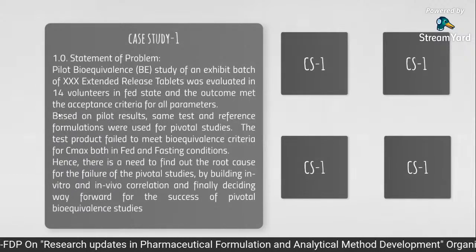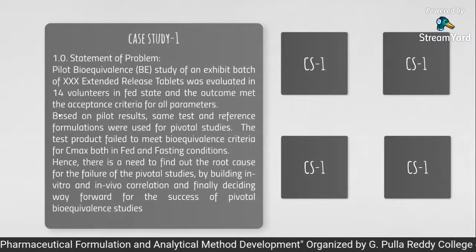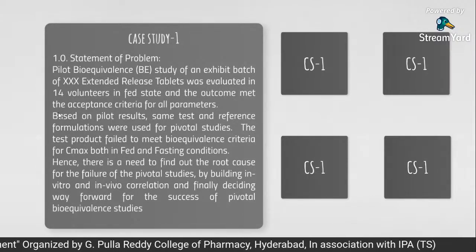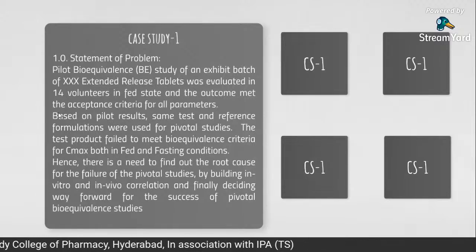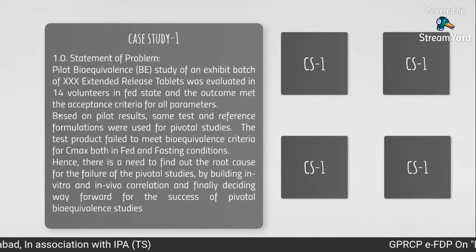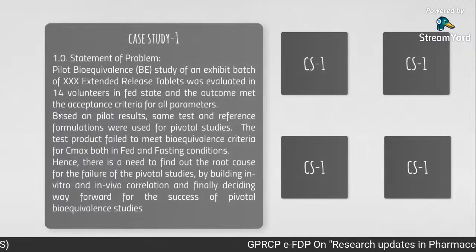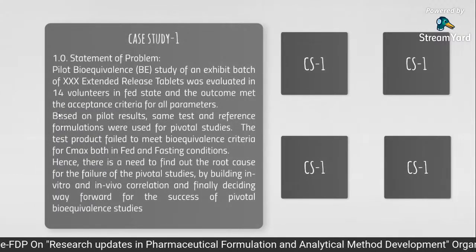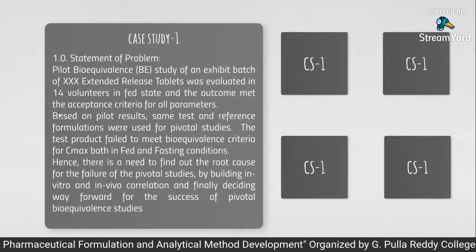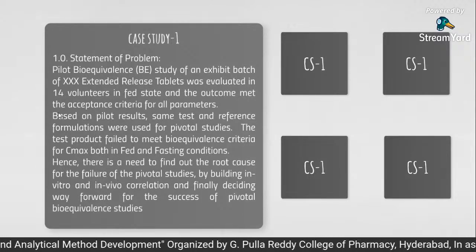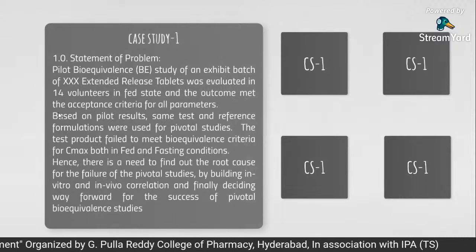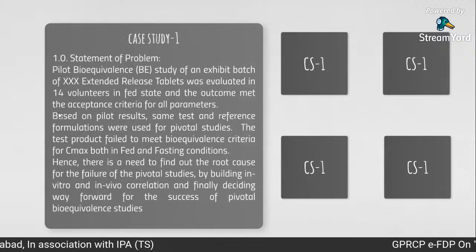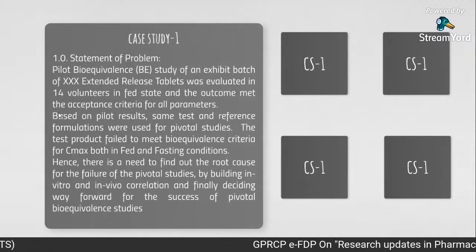Based on the pilot results, using the same test formulation and the same reference formulation, we conducted the pivotal study. Pivotal study, as I told you, requires a large number of subjects for the submission purpose. There, the test product failed to meet the bioequivalence criteria for Cmax, both in fed condition as well as fasting condition. It was a surprise, because the same test formulation and the same reference formulation had given a positive outcome in 14 volunteers. When the number of volunteers was increased, the result was not meeting the acceptance criteria.